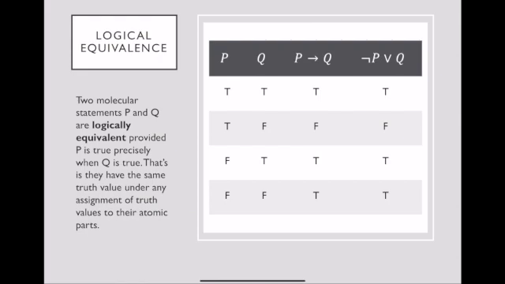Here's the formal definition. Two molecular statements P and Q are logically equivalent provided P is true precisely when Q is true. Okay? That means that they have the same truth value under any assignment of truth values to their atomic parts. So here are two molecular statements. Here are their atomic parts. So we would say that these statements, P implies Q, and not P or Q, are logically equivalent because they have the same truth values.